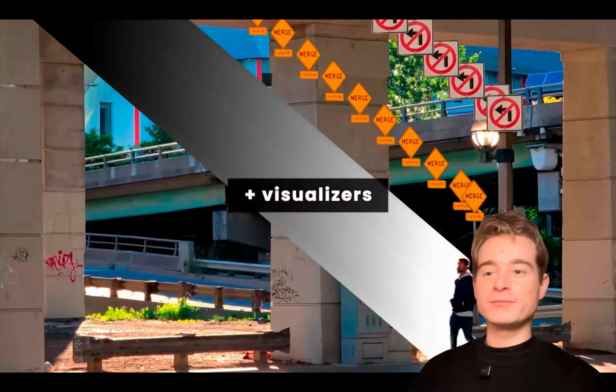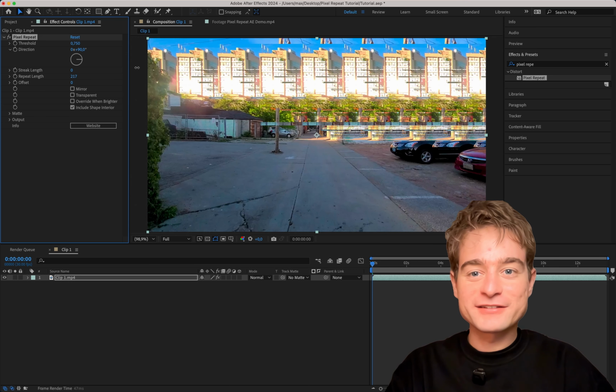So for the first shot, I just have this clip of me walking down this street, and I'm just going to add Pixel Repeat to it. And when you drag that onto the clip, you can immediately see that it's starting to do something, and we have a bunch of options here on the left. So we can change the direction, for example, or we can change the repeat length, and then you can see what it's actually repeating over there.